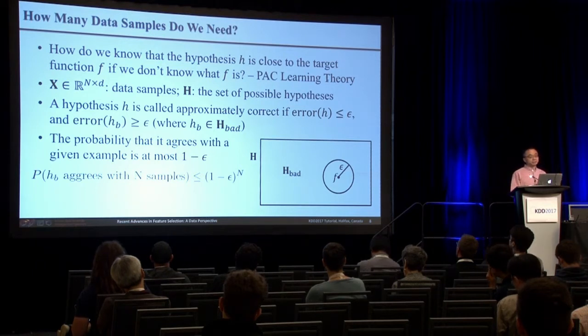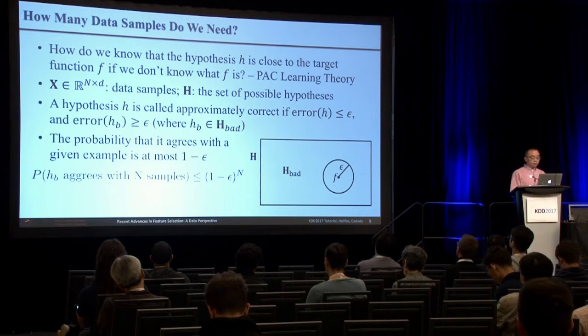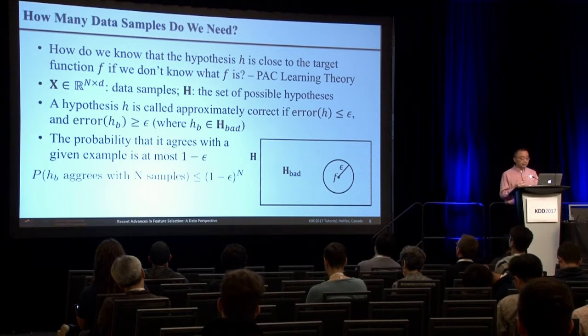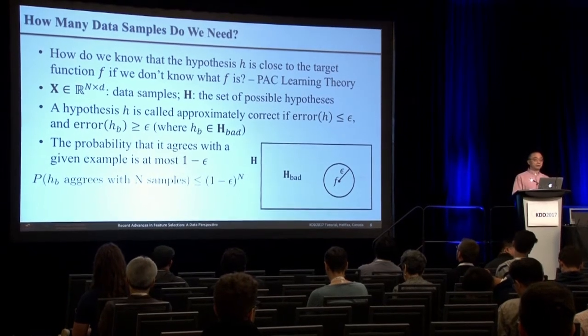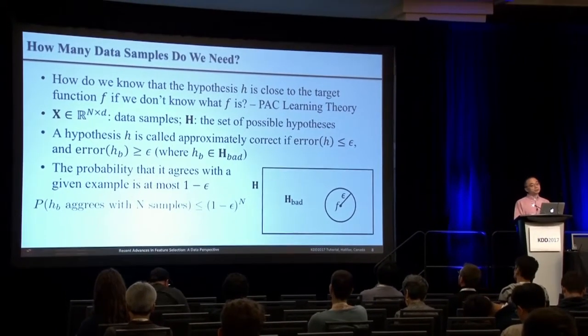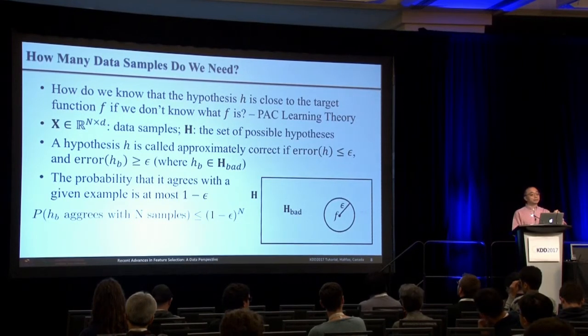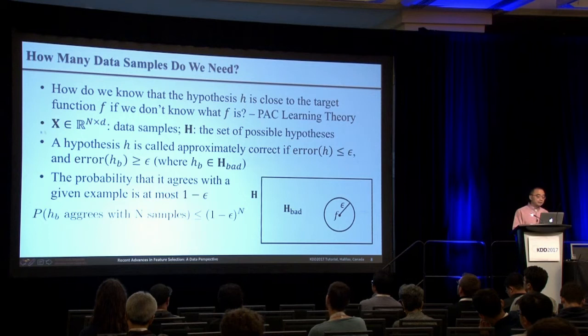That's the key. So PAC learning is very useful in theory. So what does it say basically? PAC learning, P is probably, and A is approximately, C is correct. Probably approximately correct, okay? So the idea is this: when we don't know about f, the real function, and we want to estimate how many data points I need so I can guarantee the PAC learning result. X is the data samples, N instances, D is the number of features. H is the set of possible hypotheses.